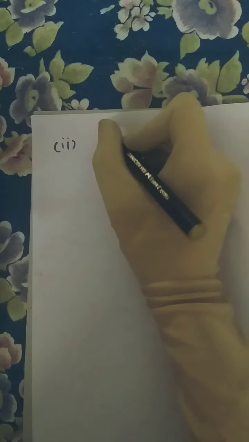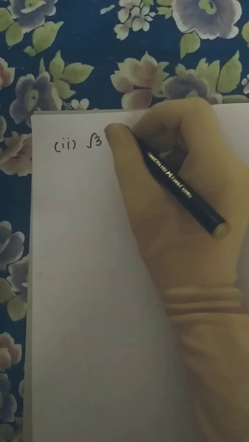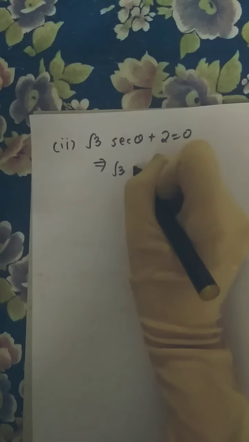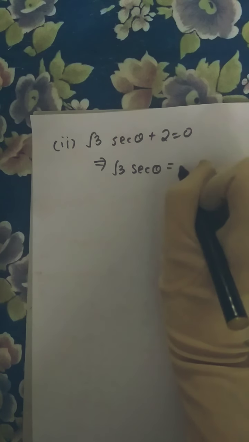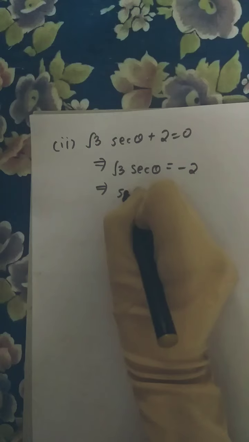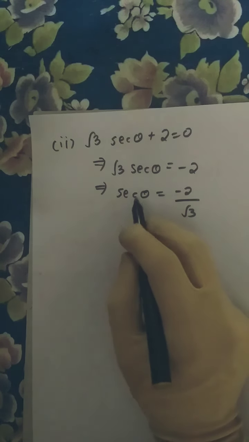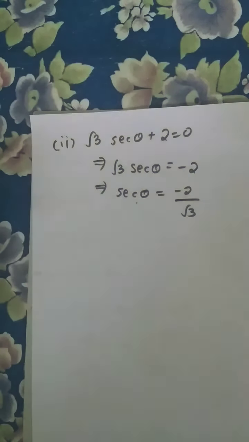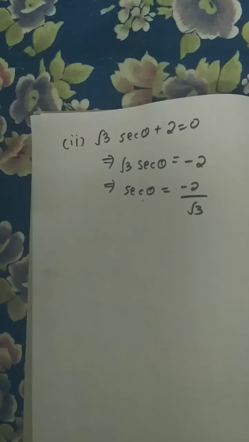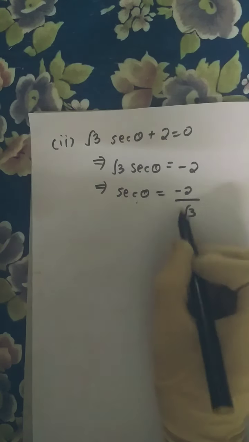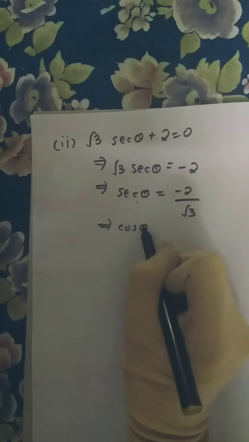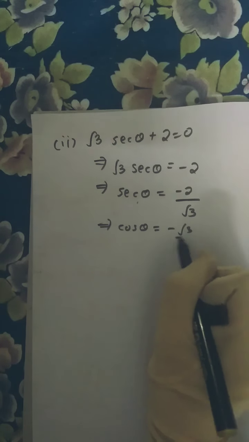First question, second bit. The question is, find the principal solution of root 3 secant theta plus 2 is equal to 0. So we need to find the value of secant theta. How can we get the value of secant theta? Send that plus 2 to that side, it becomes minus 2. So we get secant theta is equal to minus 2 by root 3. Now I will write the secant theta in terms of cos theta. We know that secant theta is 1 by cos theta. So if I invert this, I'll get the value of cos theta. Cos theta is equal to minus root 3 by 2.